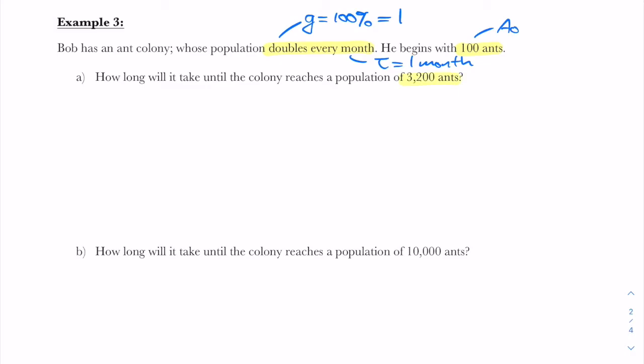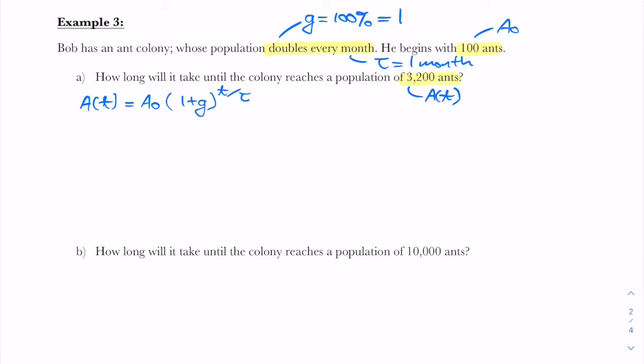So this one's a little different. It's giving us the final population, so that would be the final amount, which is A as a function of t. Let's always start off by setting up our equation. A of t equals A0 multiplied by 1 plus g to the exponent of t divided by tau. So before we plug in numbers, let's ask ourselves what we're being asked to find here.